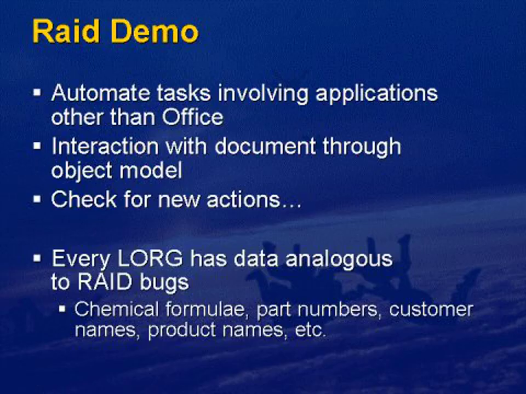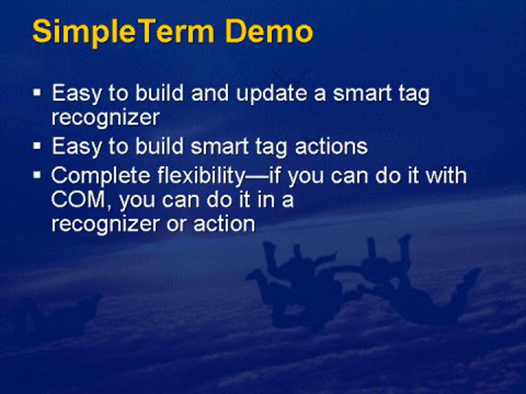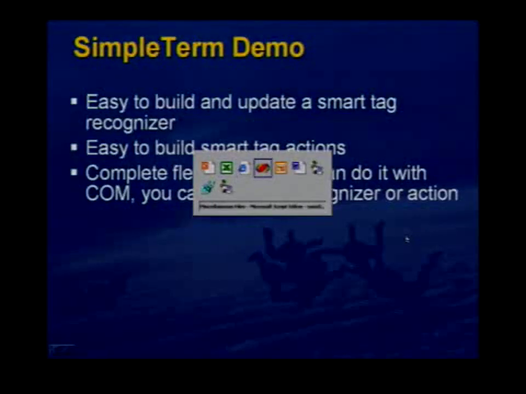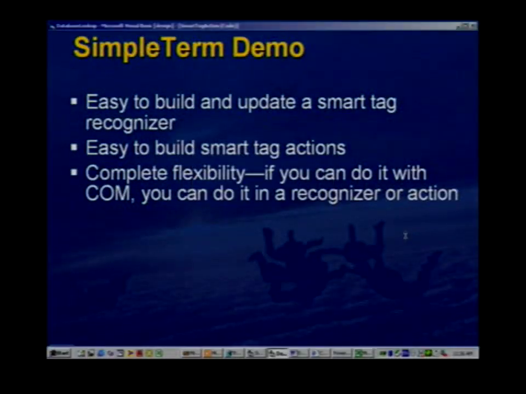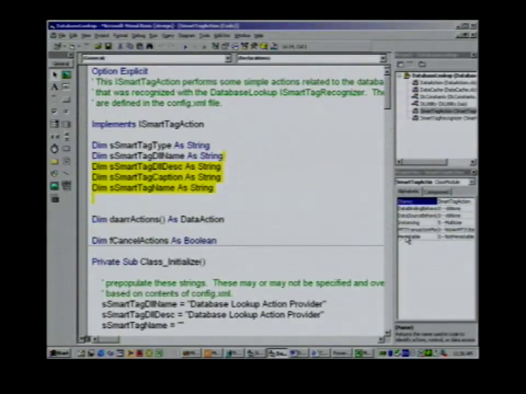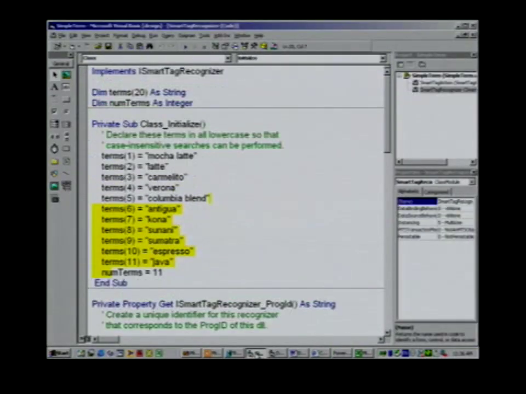So how would you go about implementing a COM DLL that does these kinds of things? You want actions that can open up Win32 applications, and you want to do algorithmic-based recognition. That really requires a COM DLL. So how do you go about implementing one of those? In the Smart Tag SDK, which we're going to ship later this month, we have this simple sample called Simple Term. You can think of it as the hello world, basic level of how you go about creating a smart tag.